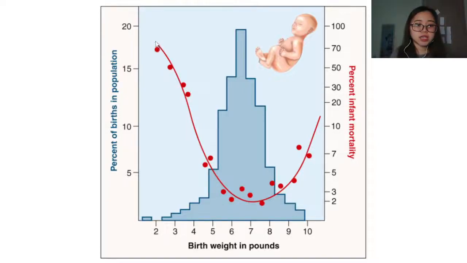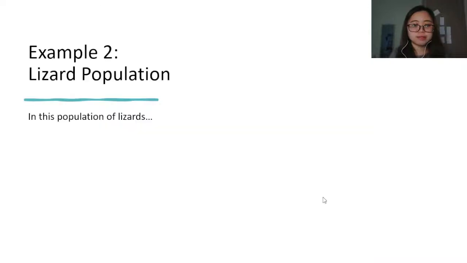So as you can see, the mortality rate for underweight babies is quite high. The mortality rate for overweight babies is not as high as the underweight ones, but still higher than the average weight babies. Tadi saya cakap 3 hingga 4 kilogram, graph ini adalah dalam pound. So make sure you take note of that difference in units. Okay, so we also have another example here.